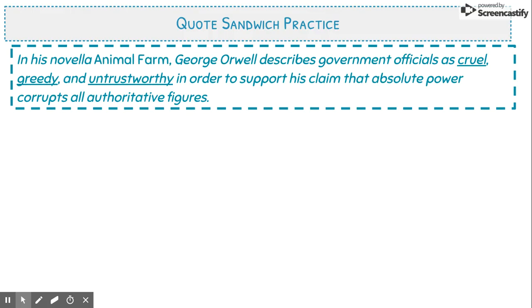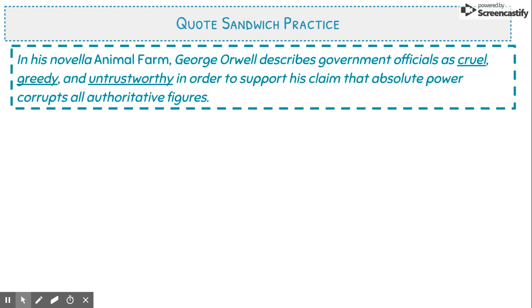This is a level 4 thesis statement, which means that it has 3 subcategories or subclaims. George Orwell describes the government officials as cruel. He also describes them as greedy. He also describes them as untrustworthy.